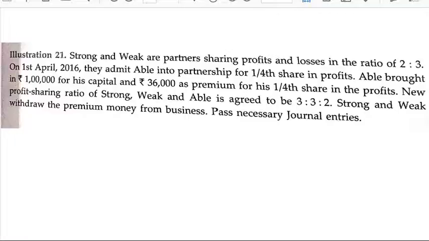Strong and Weak are partners sharing profits and losses in the ratio of 2:3. On 1st April 2016, they admit Abel into partnership for 1/4 share in profits. Abel brought in 1 lakh for his capital and 36,000 as premium for his 1/4 share in the profits. The new profit sharing ratio of Strong, Weak and Abel is agreed to be 3:3:2. Strong and Weak withdraw the premium money from the business. Pass the necessary journal entries.